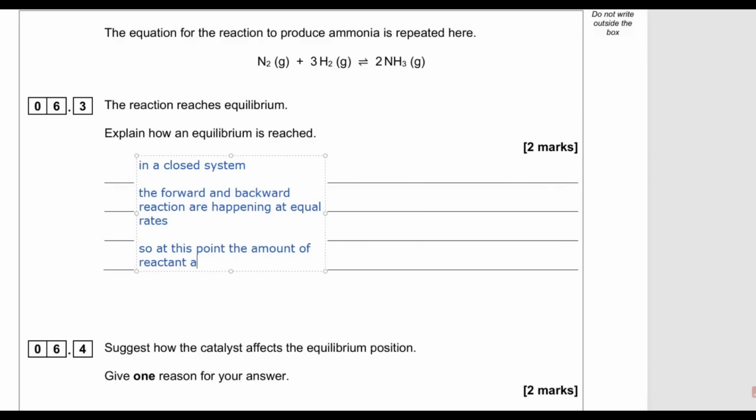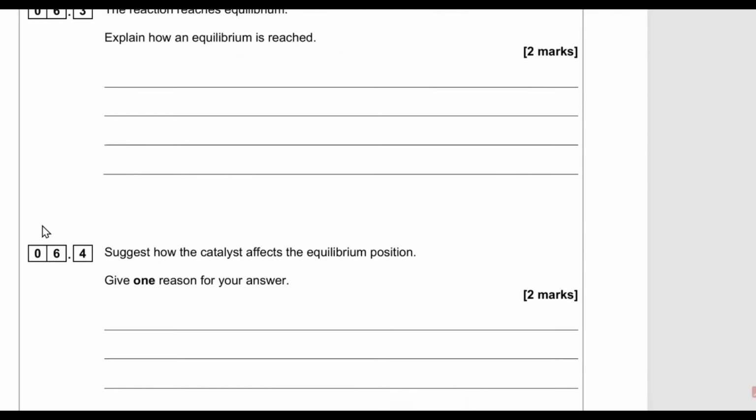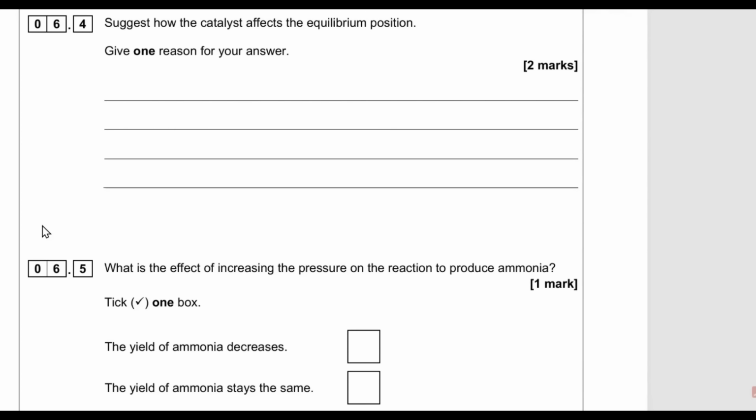So the product levels do not change at equilibrium, and the reactant levels do not change, because the same amount of reactant is becoming product as product is becoming reactant. Okay, that's worth 2 marks. Big misconception there is people say you have the same amount of product and reactant. You don't. The amounts don't change, but it doesn't mean that they're equal.